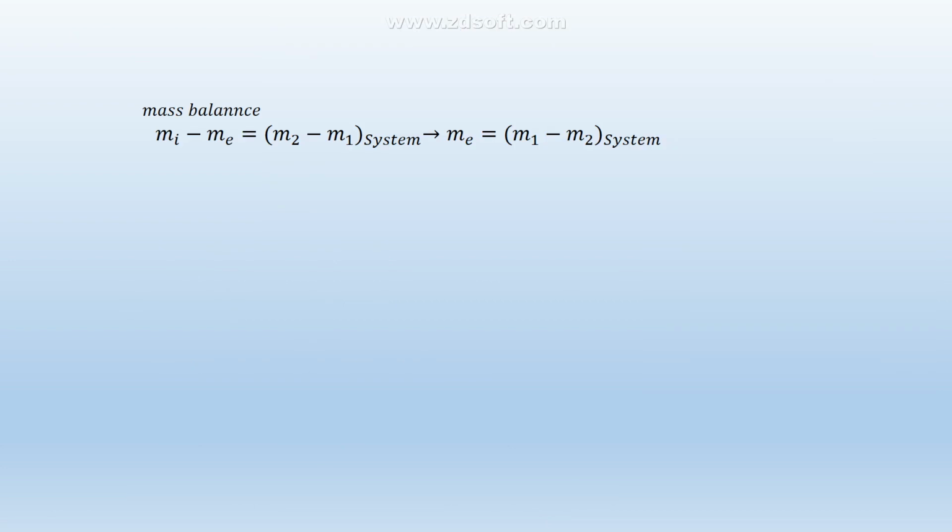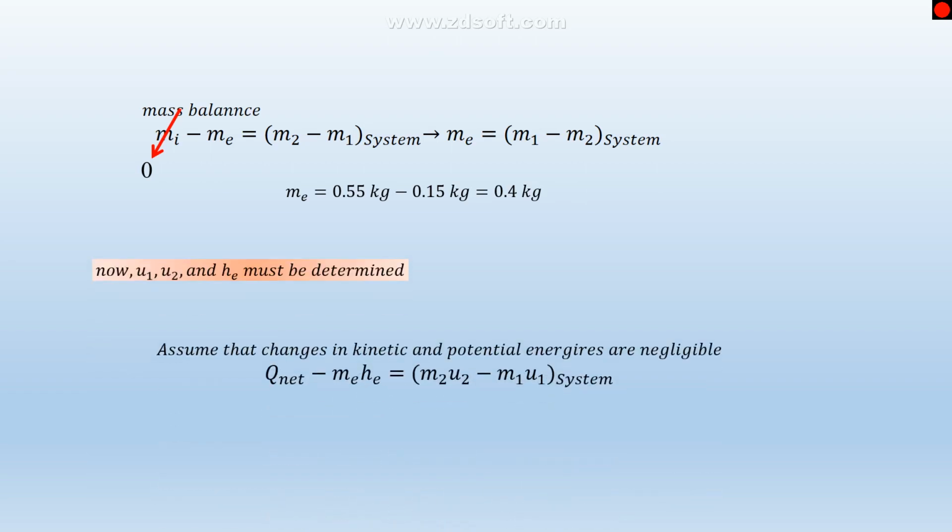Okay. To find me, you need to write the mass balance equation for unsteady flow processes. So this is the equation, mass balance for unsteady flow processes. So m2 is known, m1 is known, mi is 0. There is no inlet, so you can just simply find me because m1 and m2 are known. So this is me. You found me. Then to find he, u1 and u2, correct?